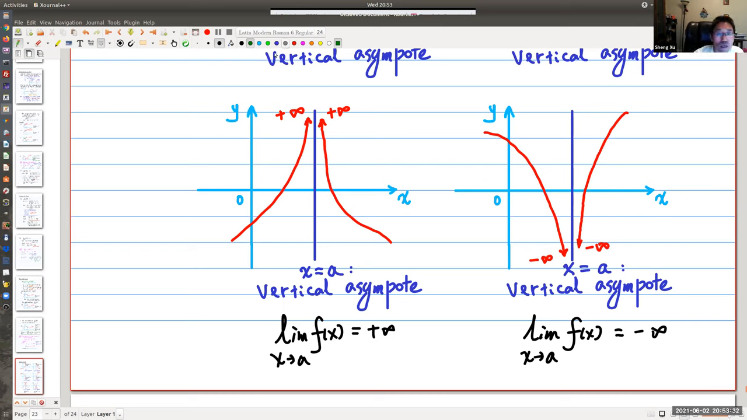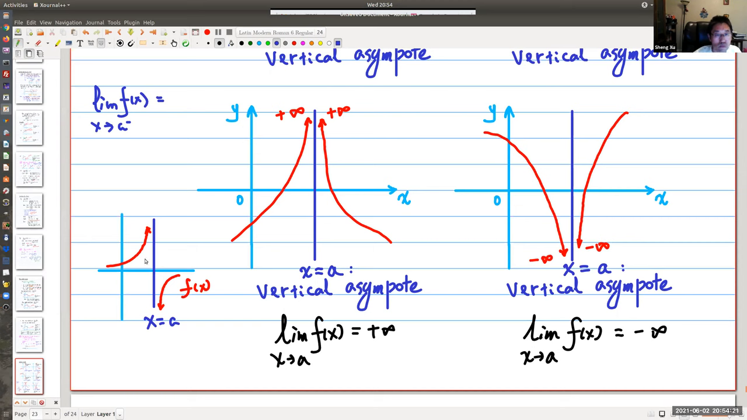So what do you think if a function looks like this? Suppose x equals a is right here. So the graph of the function looks like this. It shoots up on the left-hand side and shoots down on the right-hand side of x equals a. This is a graph of f of x. If this is the case, what's the limit of f of x as x approaches a from the left?